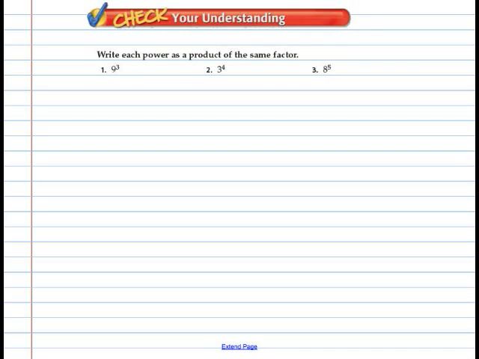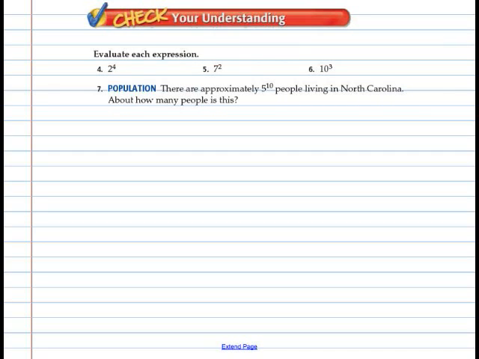Write each power as a product of the same factors. So 9 to the third power would be 9 times 9 times 9. 3 to the fourth power would be 3 times 3 times 3 times 3. 8 to the fifth power, 1, 2, 3, 4, 5. 8 is a factor 5 times.